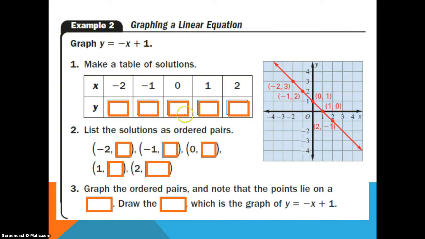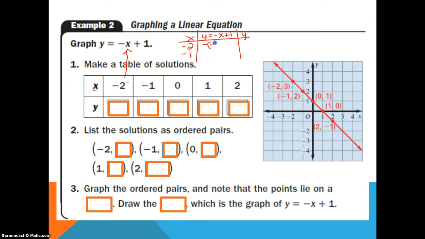In example 2, we're going to graph y equals -x plus 1. So we're going to make a table of solutions. -2, -1, 0, 1, and 2 were given to us for the x. We're going to plug in the x into the equation. When you do it on your paper, this might be easier if you set it up like this, because you don't even need to put the y down here.